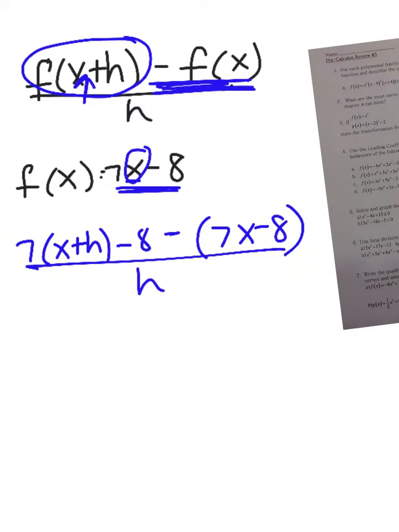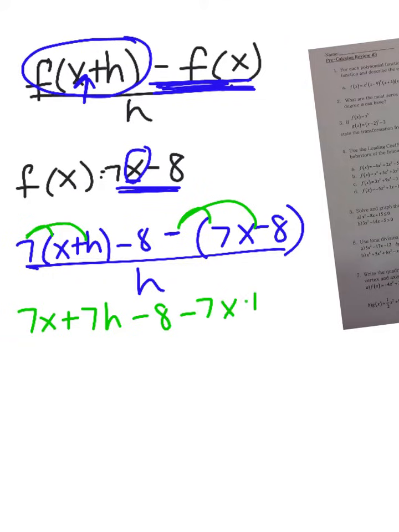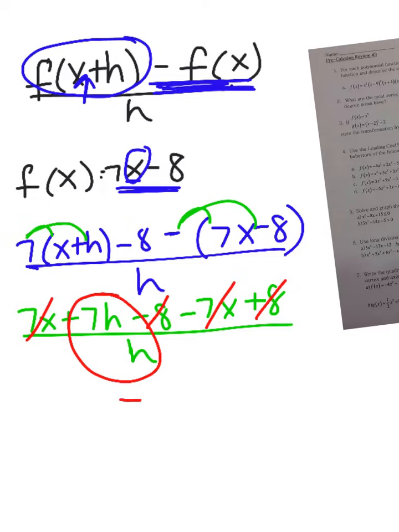And now simplify. So distribute the 7. So we have 7x plus 7h minus 8. Distribute the negative. So we get minus 7x plus 8 all over h. Now simplify the numerator. So 7x minus 7x is 0. Negative 8 plus 8 is 0. So I'm left with 7h over h, which is equal to 7. All right, let's take a look at B.